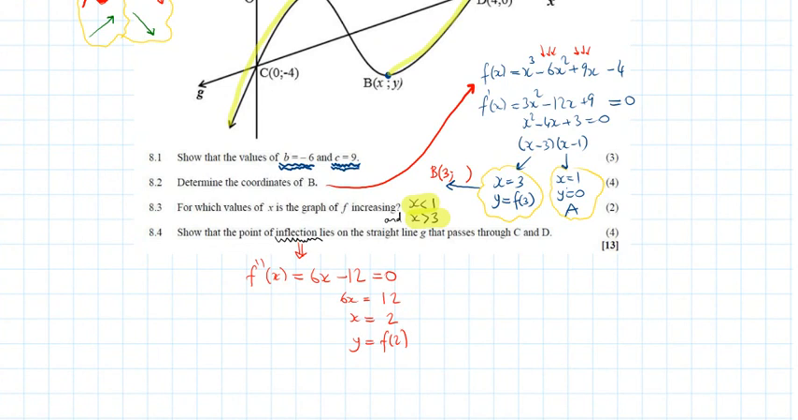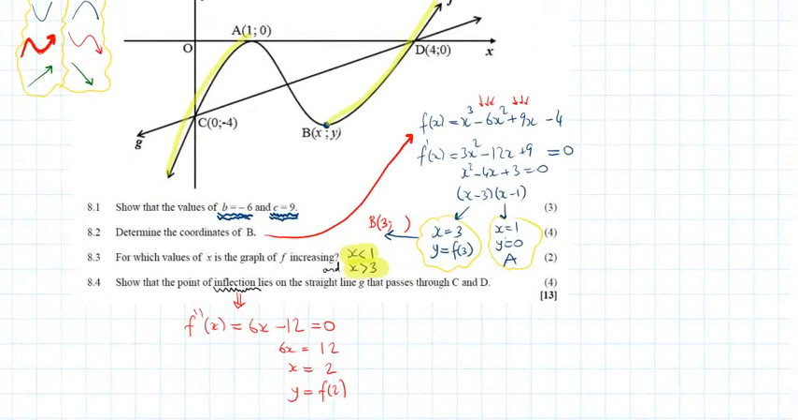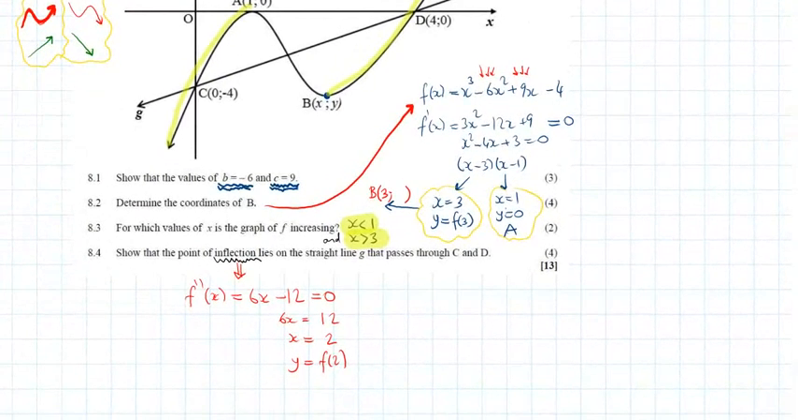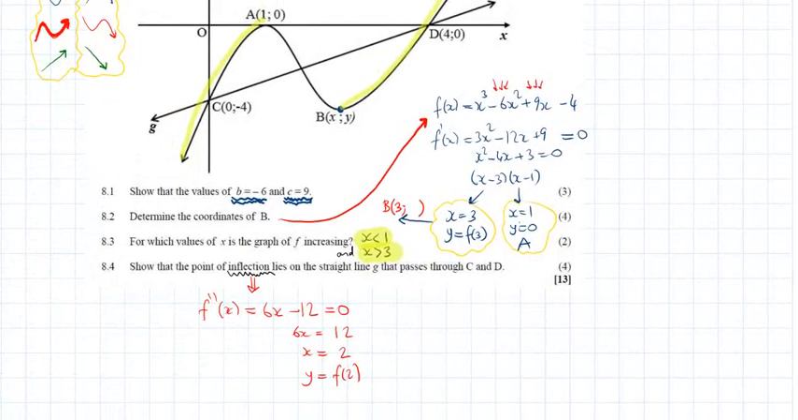And to be able to show that it is on the line passing through CD, we can just show they have the same gradient, like gradient CK. We can say this point K is the same as CD or KD, or you can find the equation of CD and then show that it's on the line. Okay, there are a few ways to show that the point (2, f(2)), whatever it is, is on the line.